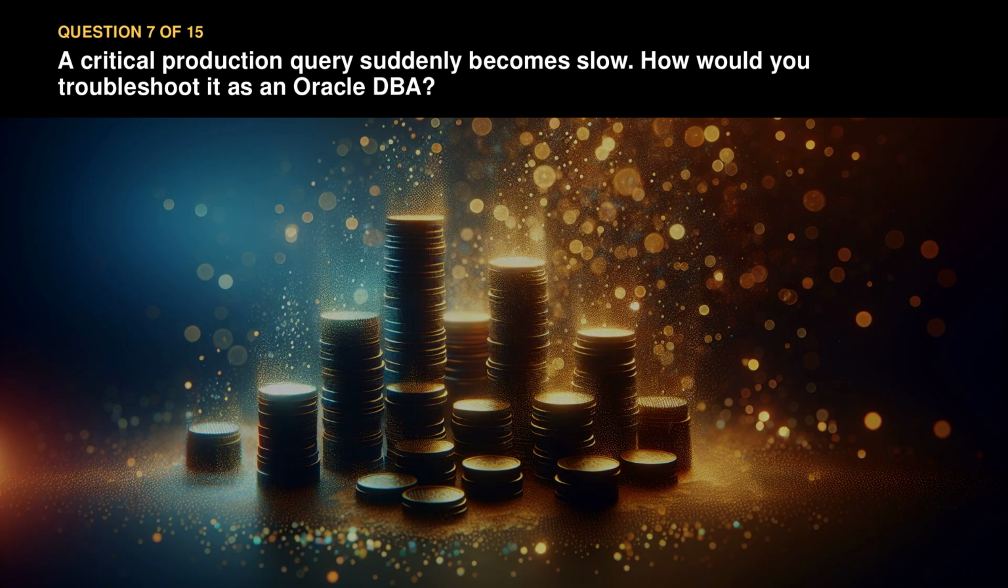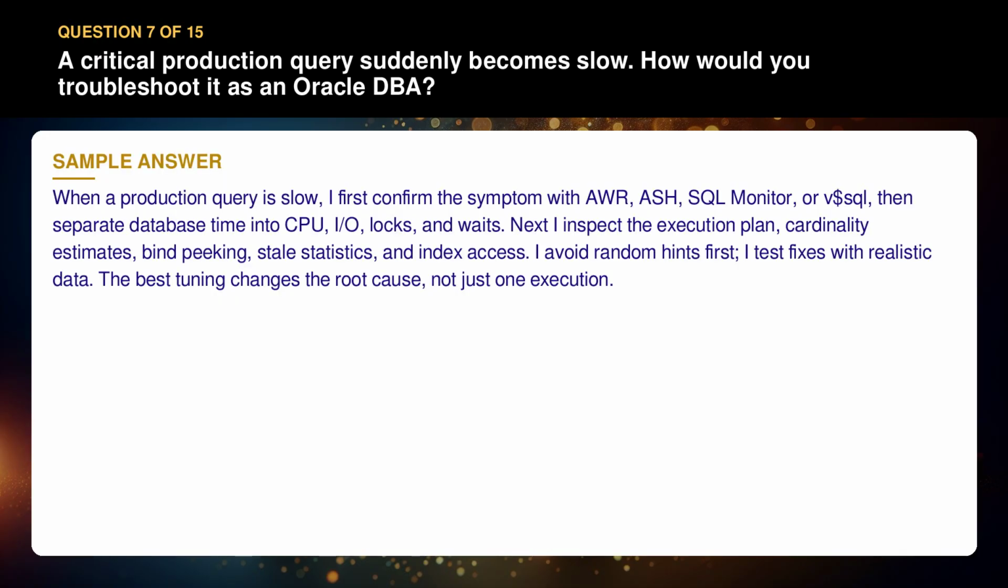Question 7. A critical production query suddenly becomes slow. How would you troubleshoot it as an Oracle DBA? When a production query is slow, I first confirm the symptom with AWR, ASH, SQL Monitor, or V$SQL. Then separate database time into CPU, I/O, locks, and waits. Next, I inspect the execution plan, cardinality estimates, bind peeking, stale statistics, and index access.